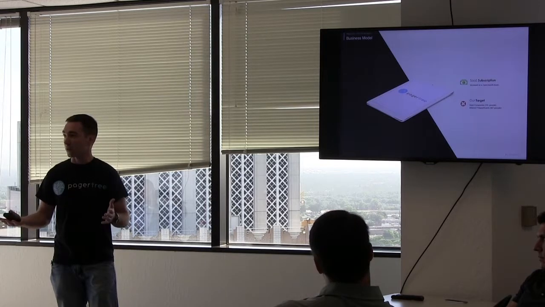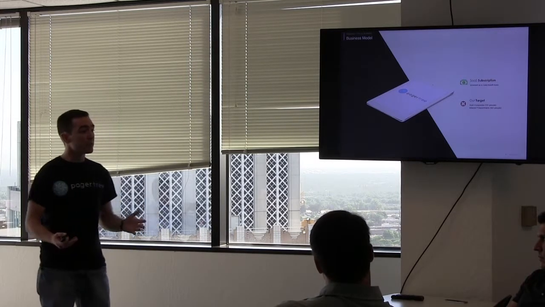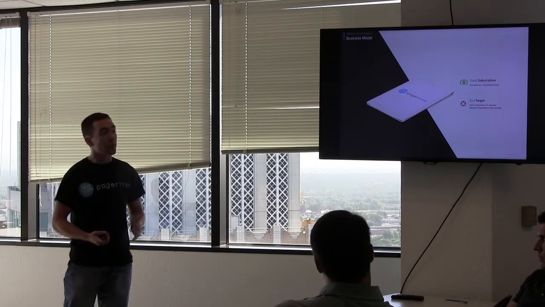So what's our business model? So our business model, we're a software as a service and we're subscription based. We have easy to understand pricing that's priced at a per user per month basis. Our target are those software as a service companies with 10 or more engineers and the Fortune 500 companies who have 50 or more people within their IT organization.